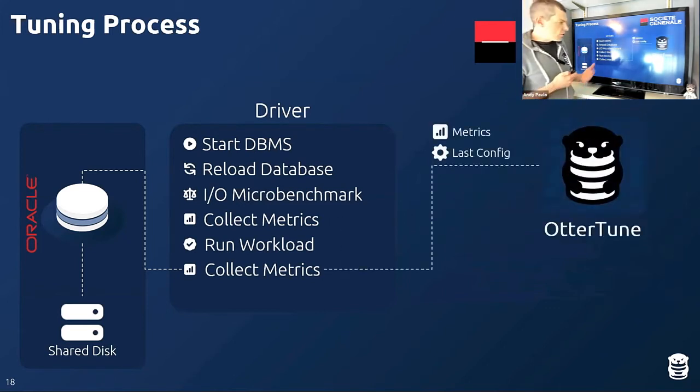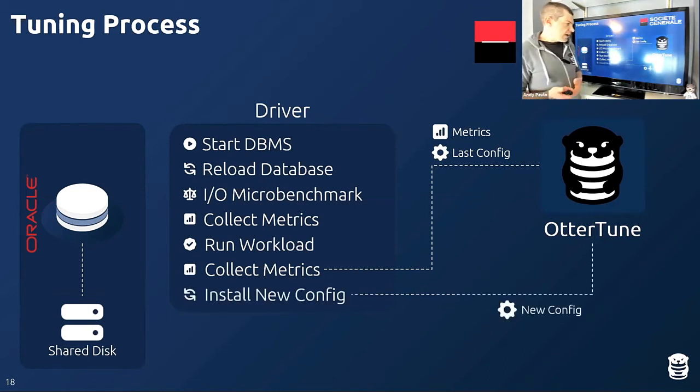And then we ship this over to our Autotune service, along with the current configuration. And then we crunch on it, as we talked about before. And then Autotune will generate a new configuration that we send back over to the database system, to the driver, that then applies it to the database, and we repeat the process over and over again.